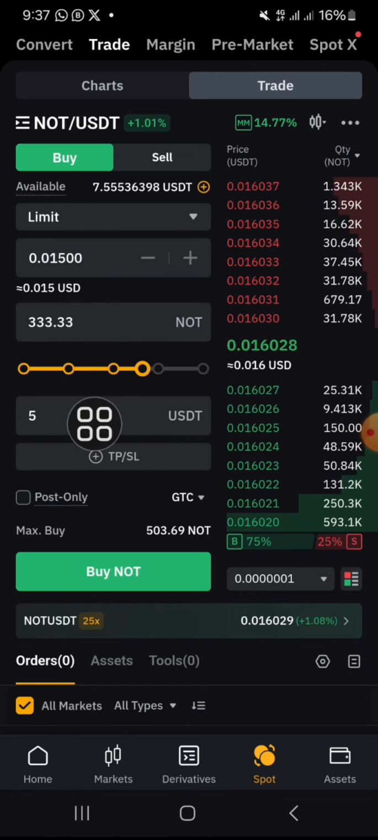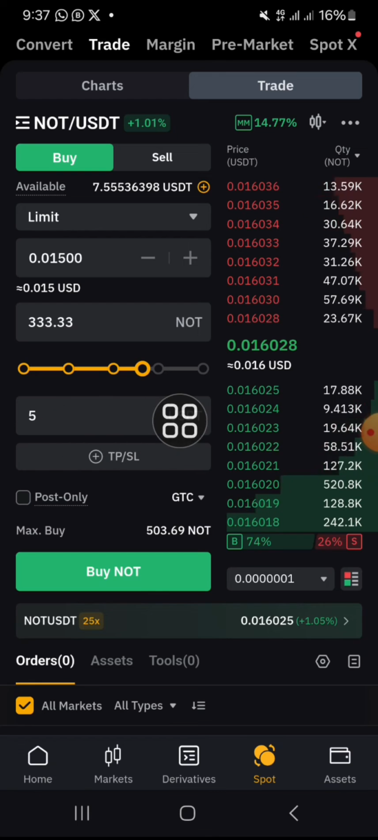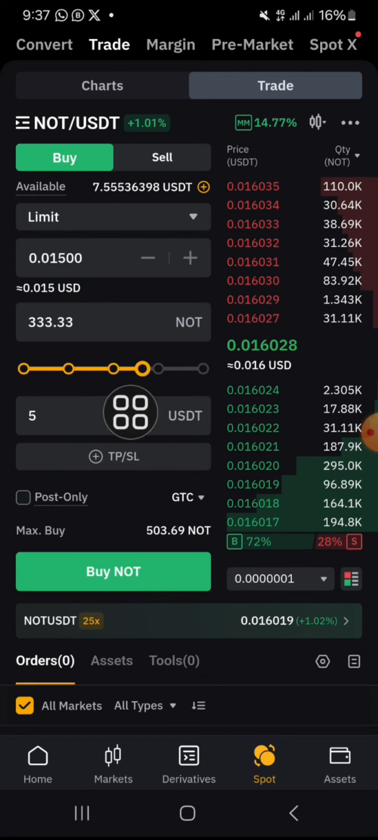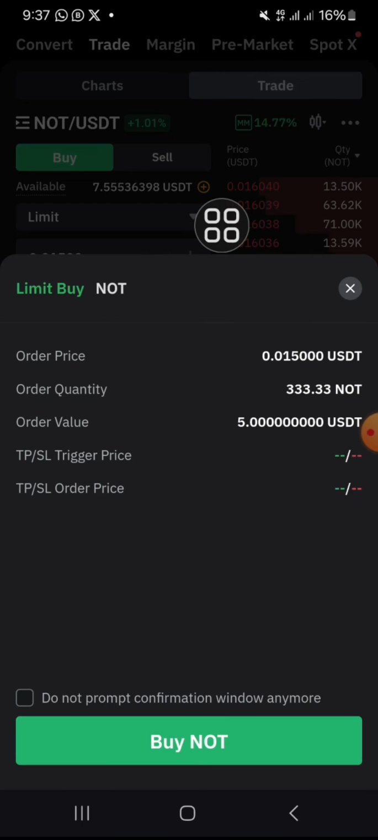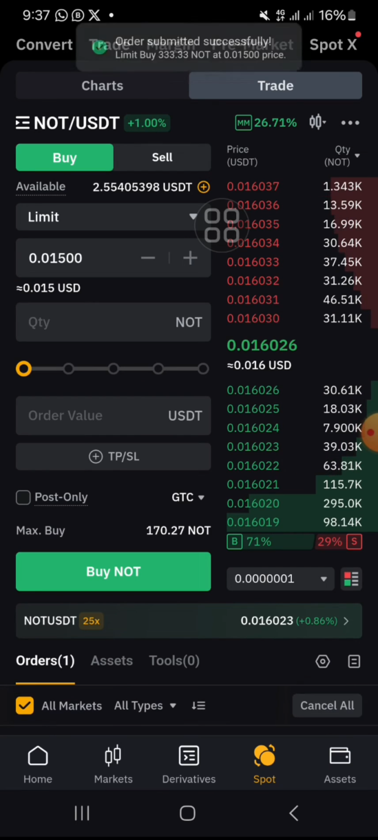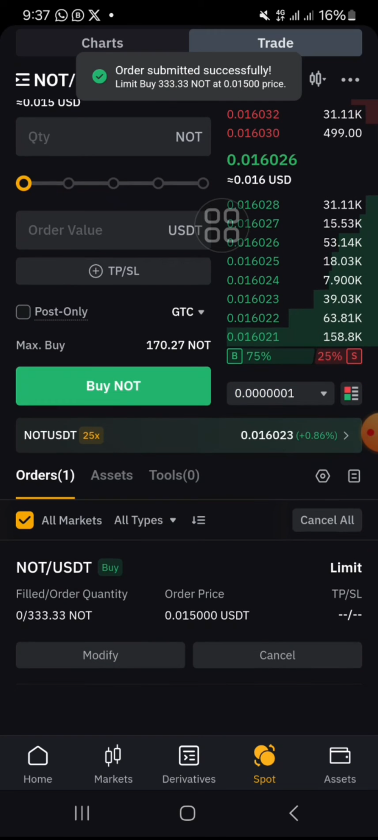Then in this place, type the amount I want to buy. This is the $5 worth of USDT, or 5 USDT worth. If I buy Notcoin, 5 USDT worth of Notcoin is still about 3 Notcoin. If I click on buy now, this is just a summary of it. If I click on buy now, it's going to be on position, it's going to be on order submitted.